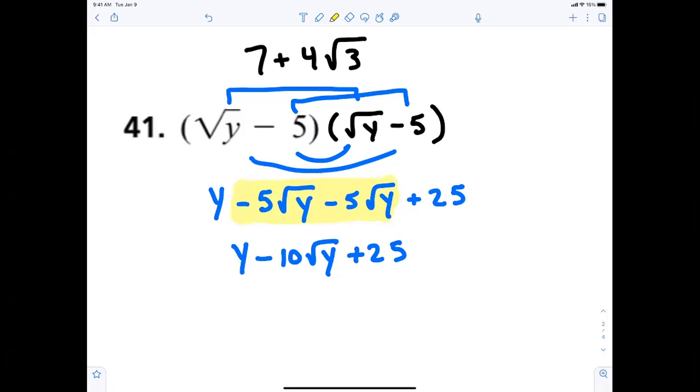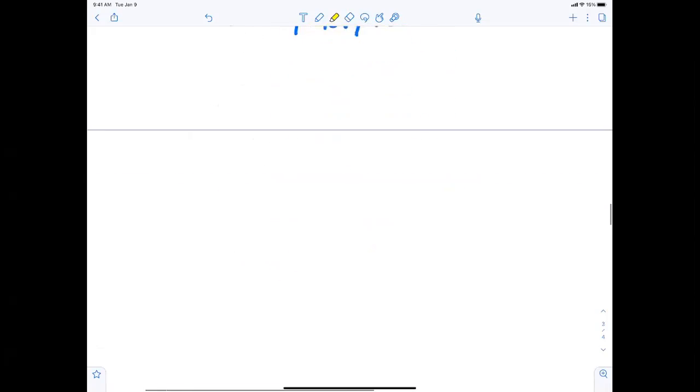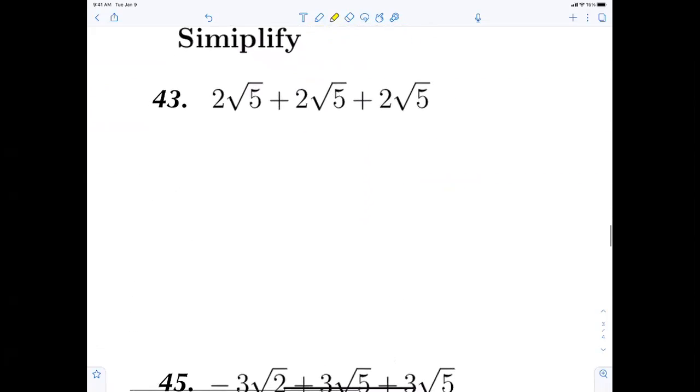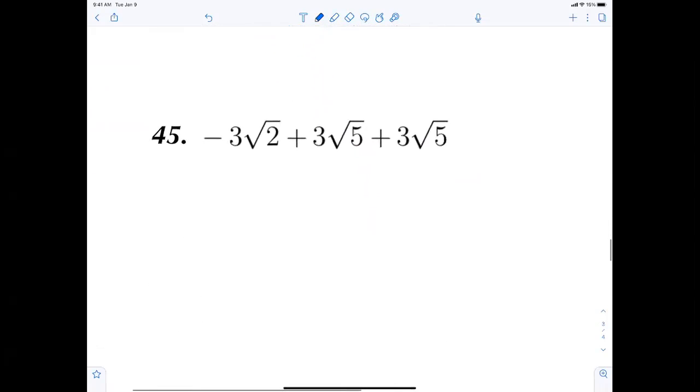Ava, you doing all right? All right, here we go. 43. Someone, what did you get? 6 radical 5. This one's from last night. Here we go. No, it's 6 radical 2.